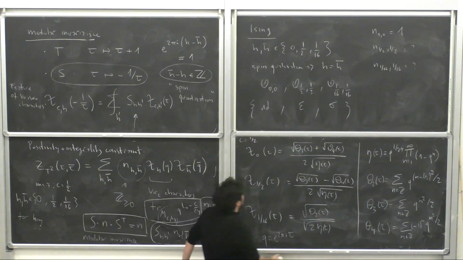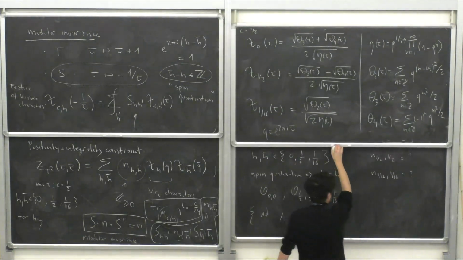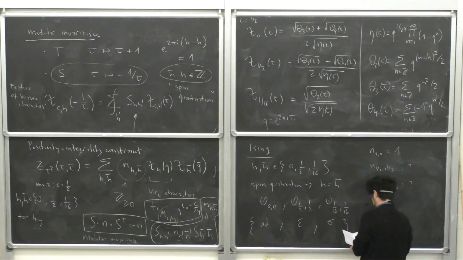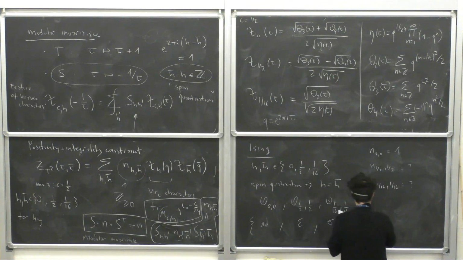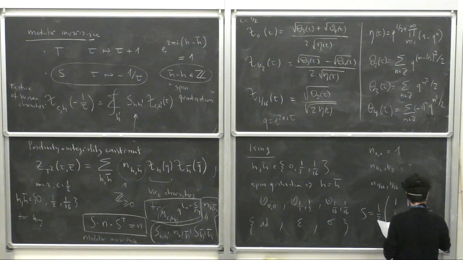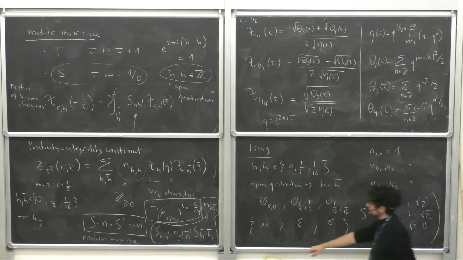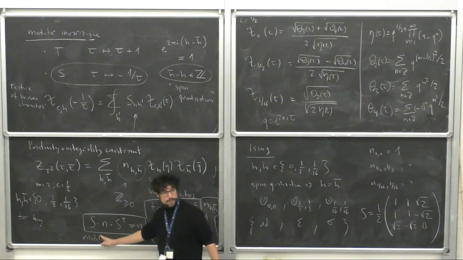And I will spare you the suffering. I will just give you the answer, but I encourage you to try. S is a half, and then we have 1, 1, square root of 2; 1, 1, minus square root of 2; square root of 2, minus square root of 2, and 0. So this is the transformation that we need to plug in here.